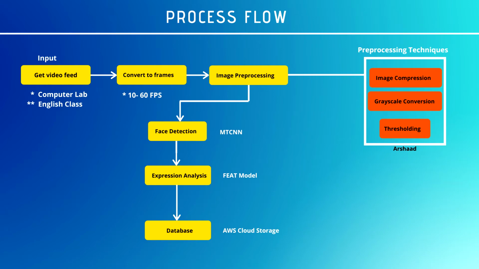But if it's something short, 10 to 15 minutes, it's preferable to have it at 10 FPS. All these frames then undergo image processing, and under the image pre-processing we have the image compression, grayscale conversion, and thresholding. And after all this is complete, the frames are then sent to analyze.